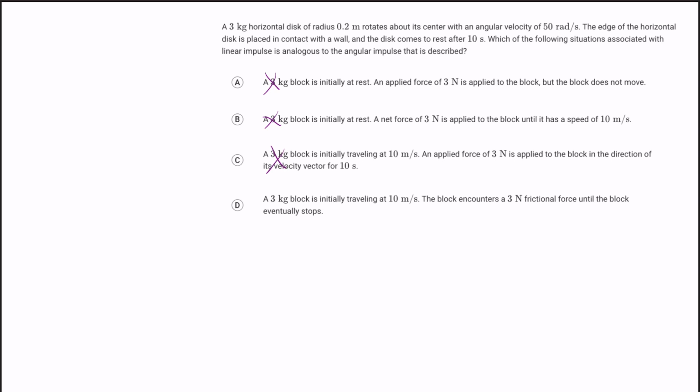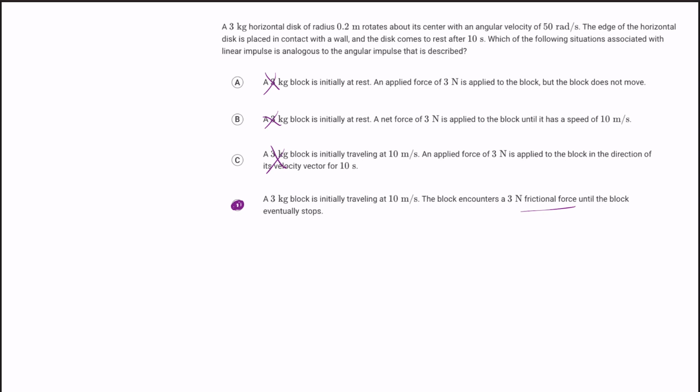It says a 3 kilogram block is initially traveling at 10 meters per second. The block encounters a 3 newton frictional force. See, I like that it's friction here because it's friction in the first place, until the block eventually stops. D is exactly right. So we have some momentum initially. Force due to friction is implemented, and then the momentum goes down to 0. D is just like the answer we read above, just in a linear form.